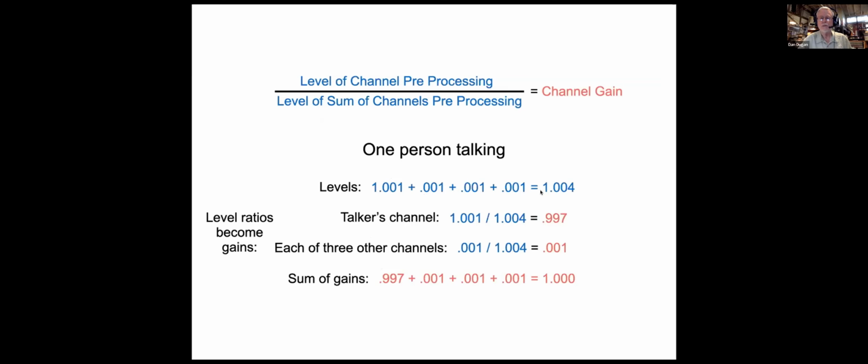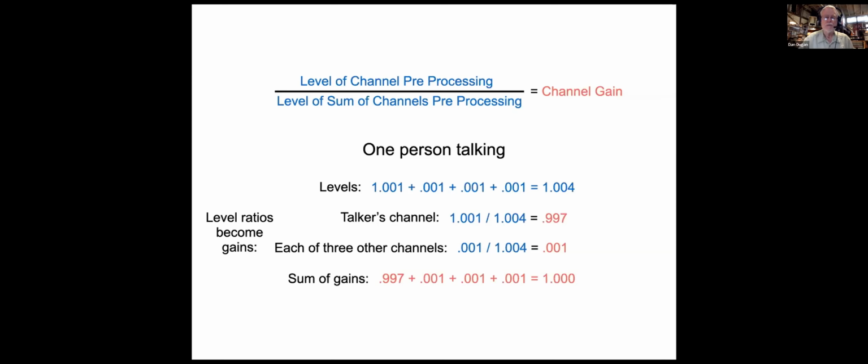Ambience in the other mics. The sum becomes 1 volt and a tiny bit. Now the talker's channel is this ratio of this to this, which is very close to 1. Each of the other 3 channels, however, have a very small ratio, close to 0. And when you sum these gains together, you still get 1.